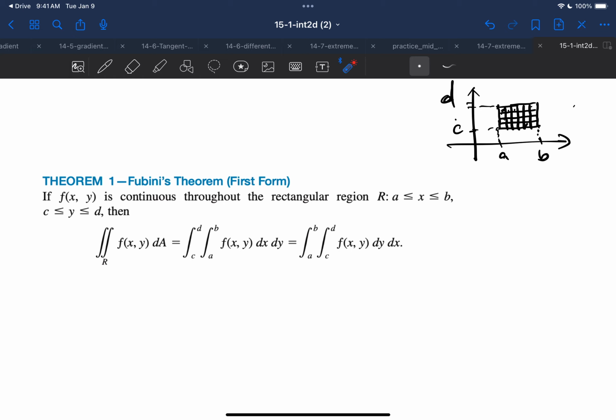So Fubini's theorem tells us you can either collect horizontally, or you can collect vertically. And in any case, as long as you've done your collecting process, you end up with the same number, which is the double integral.